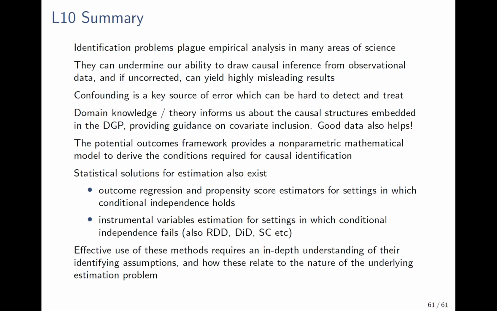We then went on after identification to look at how this principle is applied in estimation. We looked at outcome regression and propensity score estimators for settings in which the CIA holds, and we looked at instrumental variables for settings in which that assumption fails. And if we had more time in this course, we would go on to look at other causal estimators that allow us to get round the CIA, and that includes regression discontinuity design, difference in difference, and synthetic control.